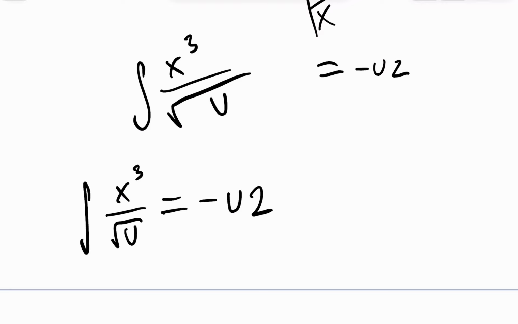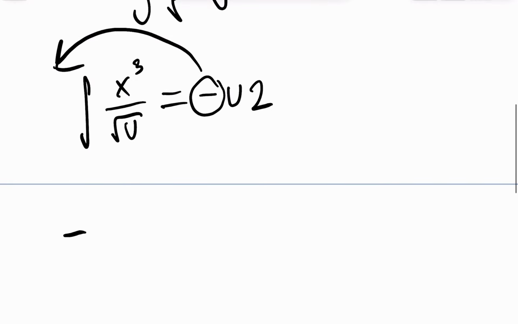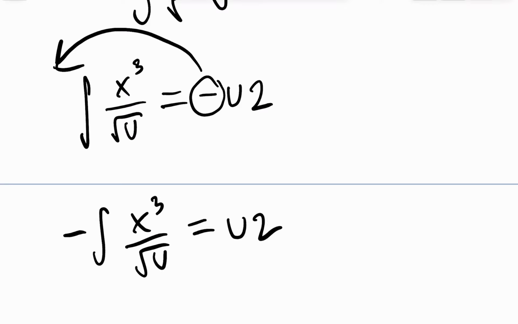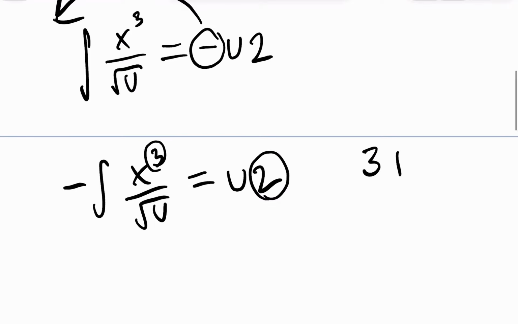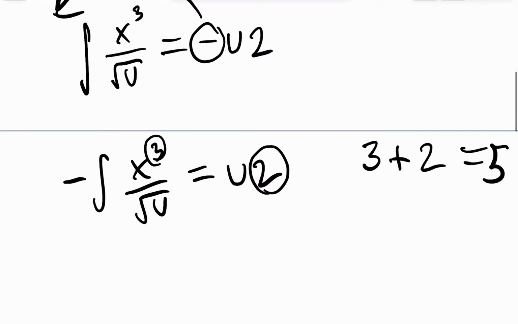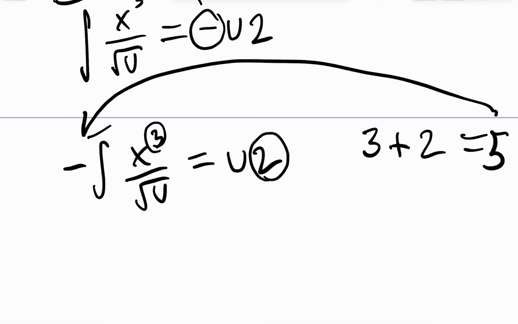So how can we start to solve? Well, negative is a constant, so we can bring that to the outside and rewrite it as negative integral of x cubed over root u equals u2. We know that 3 is a constant and 2 is a constant. 3 plus 2 is 5, so we can bring that all the way back out here.